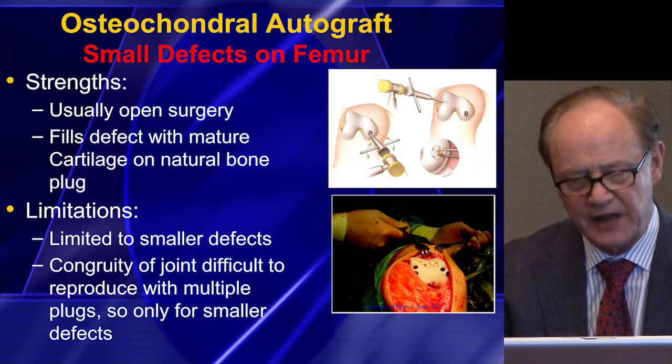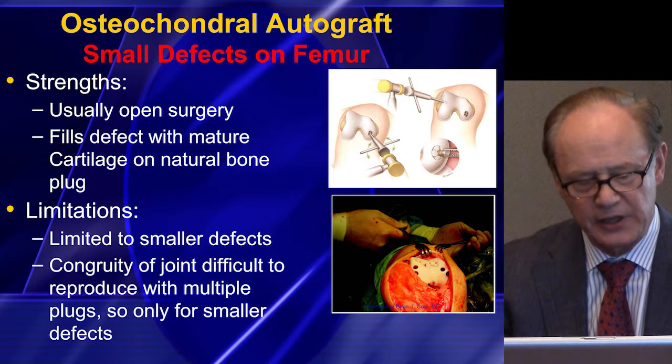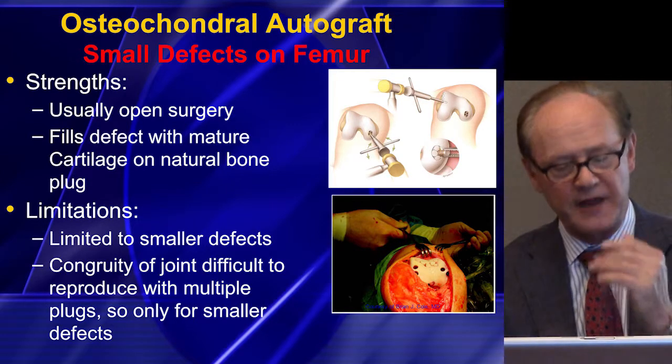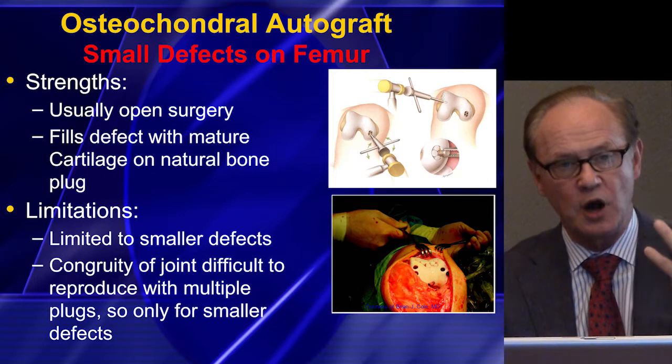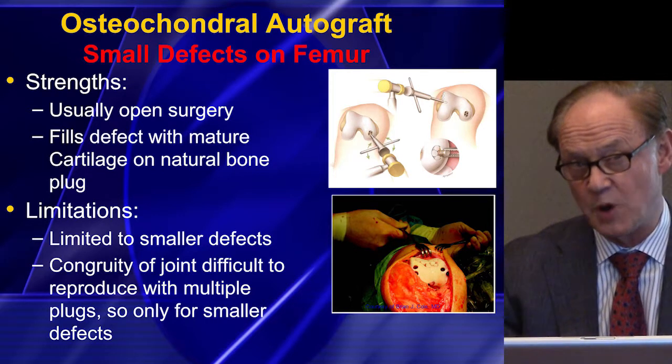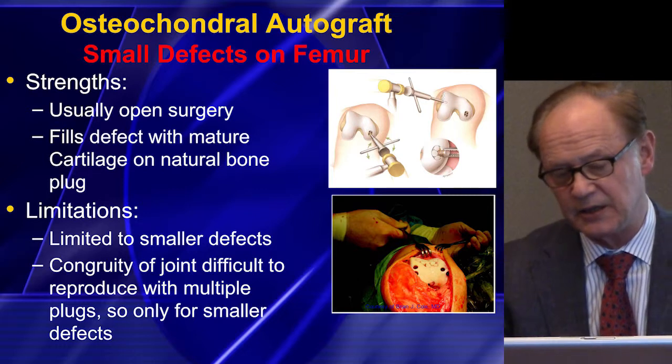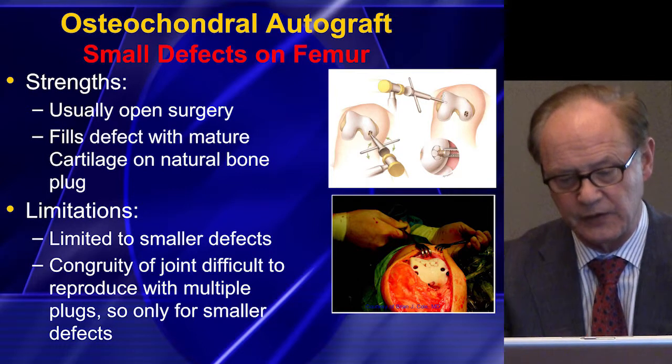Osteochondral autograft. So here's taking these little dowels and putting them in. You see a couple of examples there on the right. Its limitation is it only works for smaller defects. It won't work for large ones because you can only take so much from one place in your knee that you don't need and be able to put it in someplace else.